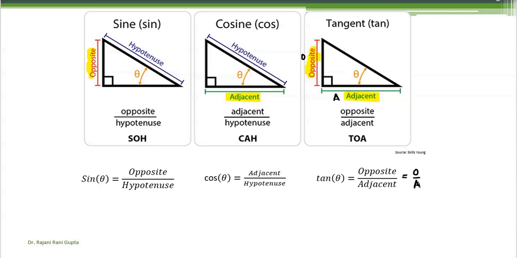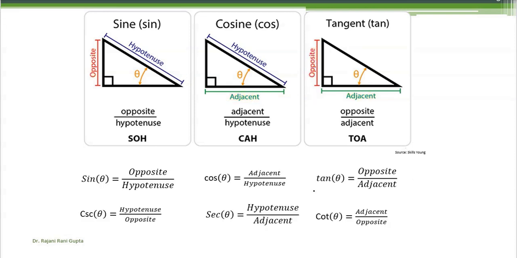Based on these three trigonometric ratios, we can find the other three trigonometric ratios, which are just the reciprocals of these three. First, cosecant of theta, sometimes written as cosec theta. It is just the reciprocal of sine; you just shift the position. It is hypotenuse over opposite side. So we have the relation that cosecant of theta is 1 over sine theta.